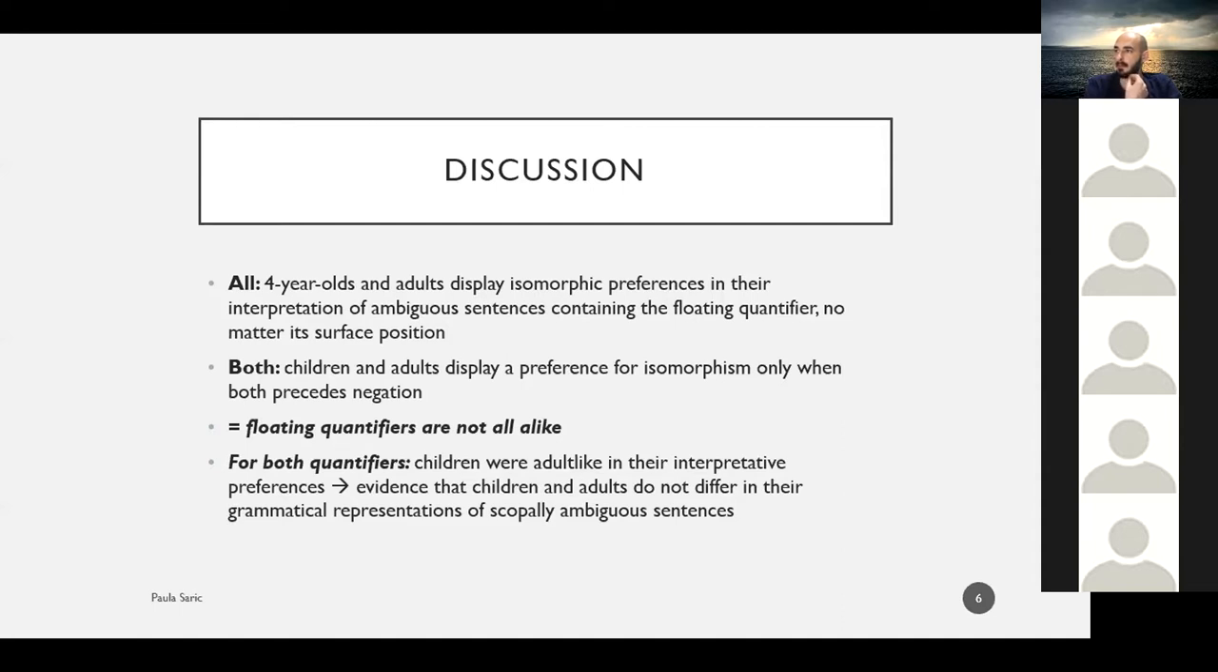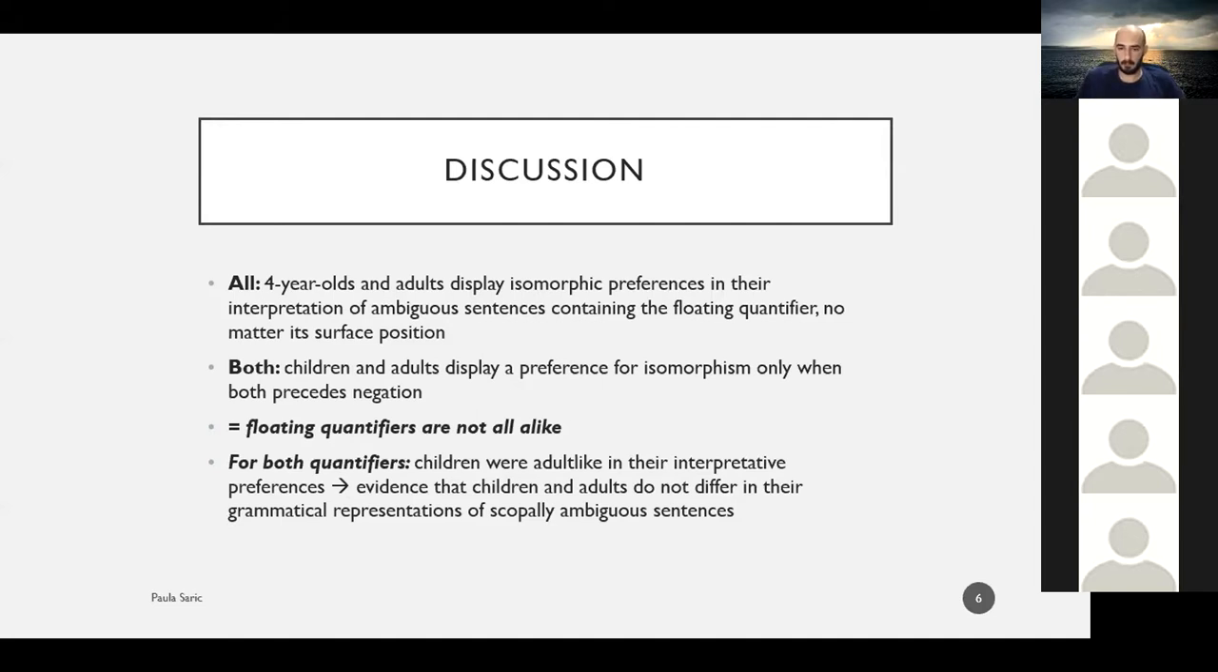However, the modification of the NPs didn't lead to other results. So adults and children still displayed an isomorphic preference only in the first and second condition. And so for the wide scope reading of both, it doesn't matter if the NP is a definite plural or a conjunctive NP. And to sum up, it remains unclear what relevant difference between the two floating quantifiers might explain the difference in scope preferences.